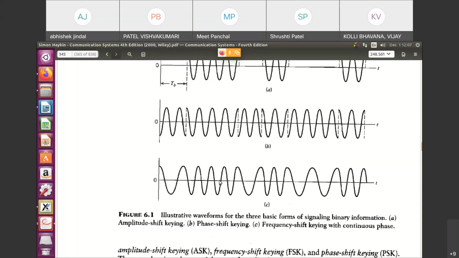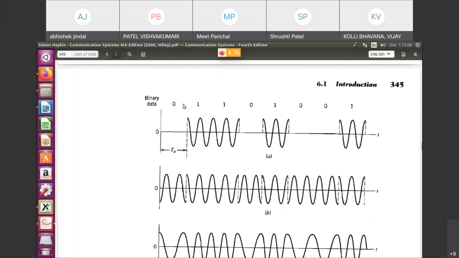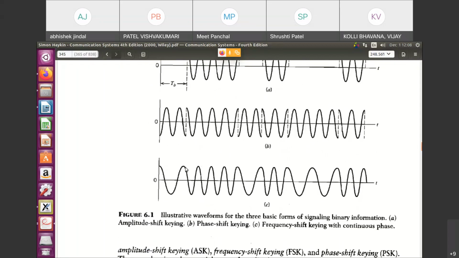But what is happening in the case of PSK and FSK? This is PSK. Okay, the phase of the waveform shifts, and this is FSK. So you can see that when it is 0, it has a particular frequency. Once the 0 goes and 1 comes, the frequency increases. Again, when 0 comes, the frequency comes back to the initial value, or whatever you have chosen for the 0. And when 1 comes, the frequency again increases.